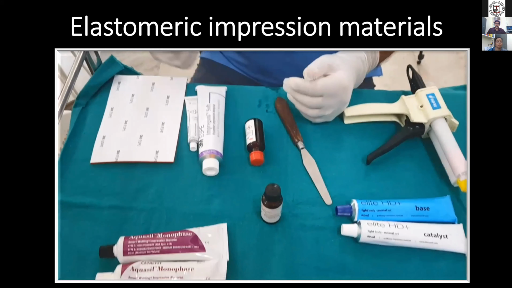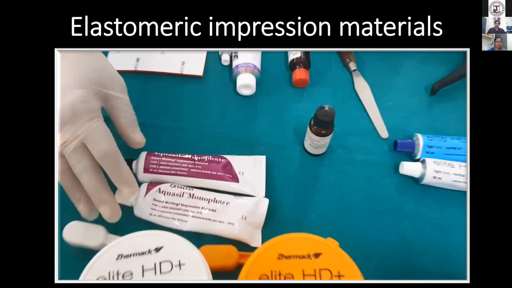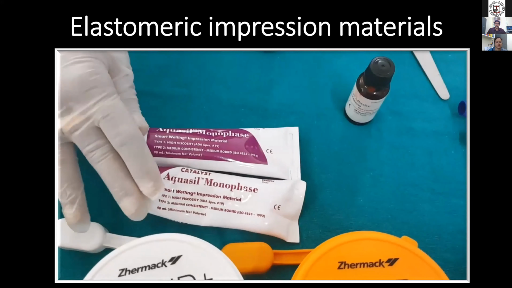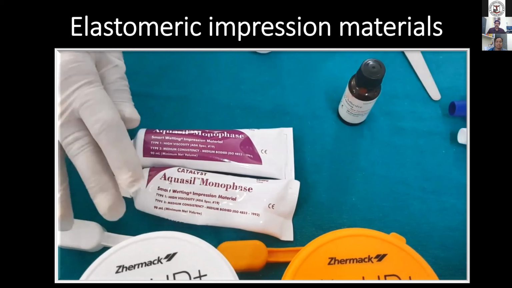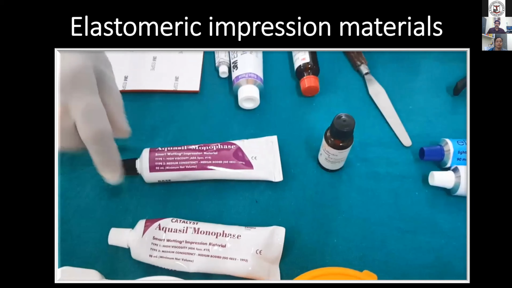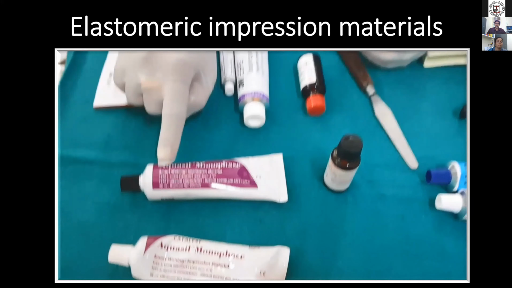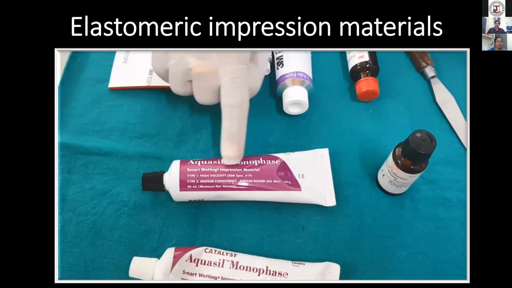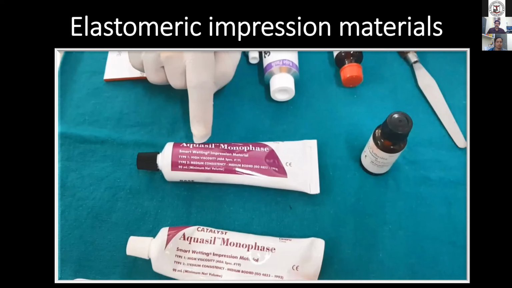Another type of material is a monophase impression material. This is also addition silicone. This is available in single consistency. The wettability is improved, and because of the thixotropic nature, the material will flow properly when the pressure is exerted while making the impression.